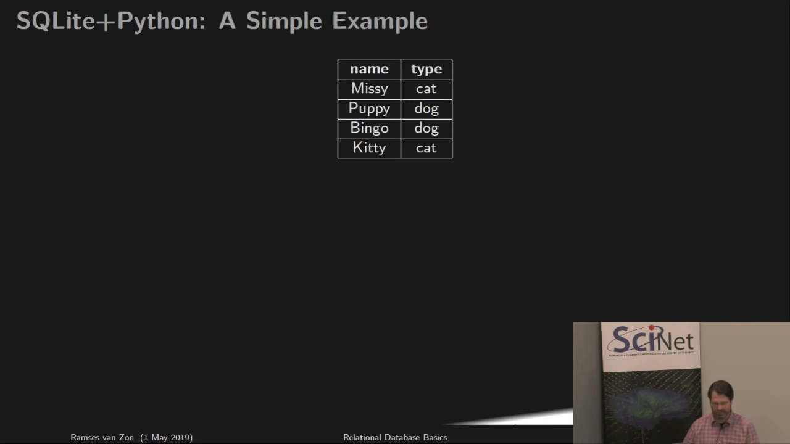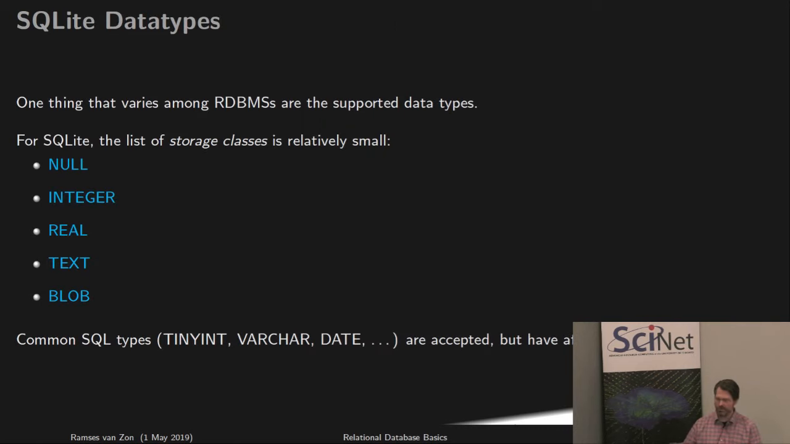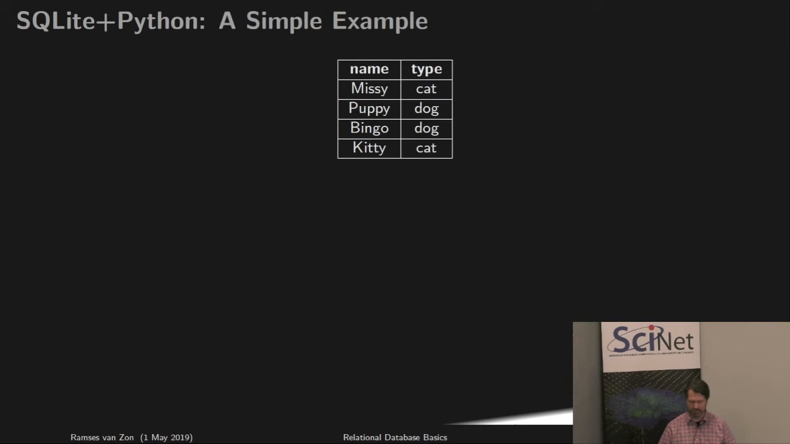Okay, so apart from our use case of these molecular dynamics simulations, I also have just some simple examples because, well, there's cats and dogs and they have to be in a table. So let's look at how SQLite works in Python, just a simple example.